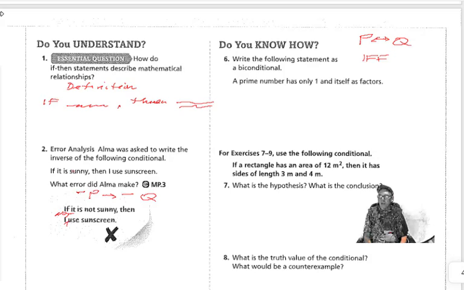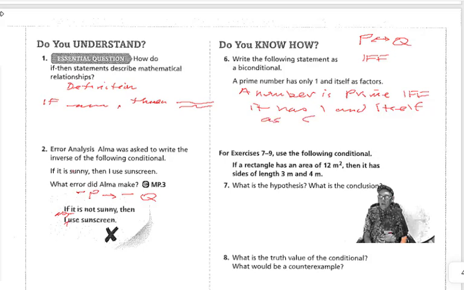So a prime number only has 1 and itself as factors. So we could say a number is prime if and only if it has 1 and itself as factors. So that would be the biconditional form of that. Got the if and only if.